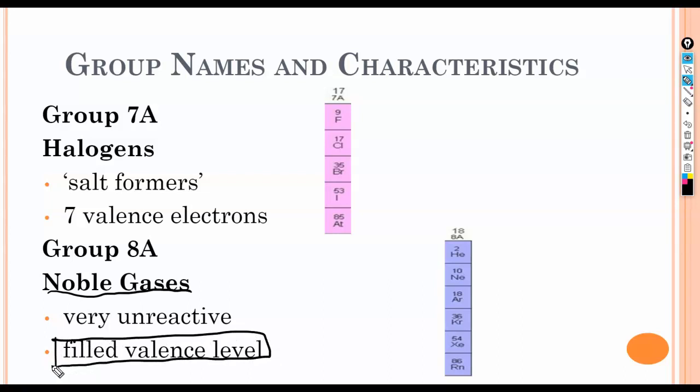They're not missing anything. And because of that, we'll see that is why they are not very reactive, because they already have all the electrons where they want to go. The outside shell is completely filled up. And so those elements are happy with the number of electrons they have. And so that's why they're very unreactive.